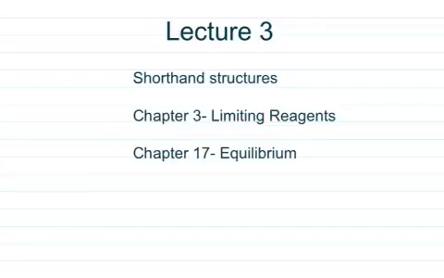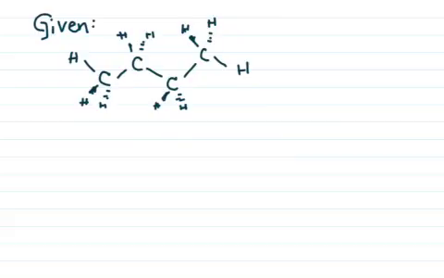Today we're going to go over shorthand structures, Chapter 3, limiting reagents, again that's a review, and Chapter 17, equilibrium. Just so you know, the equilibrium we're going to go over is just the basics from what you remember from Chem 100. So let's start with shorthand structures. So given this structure, C4H10.